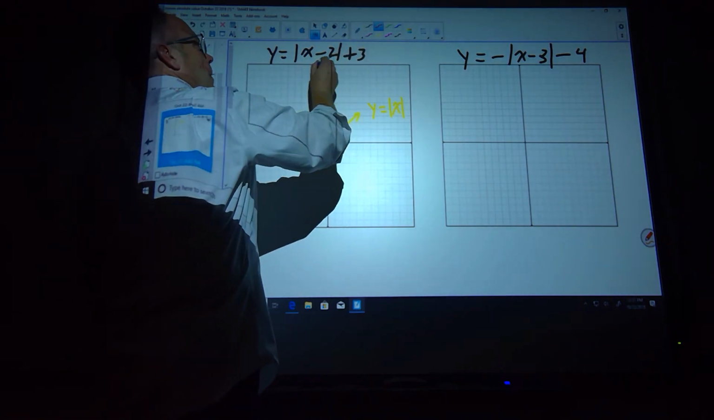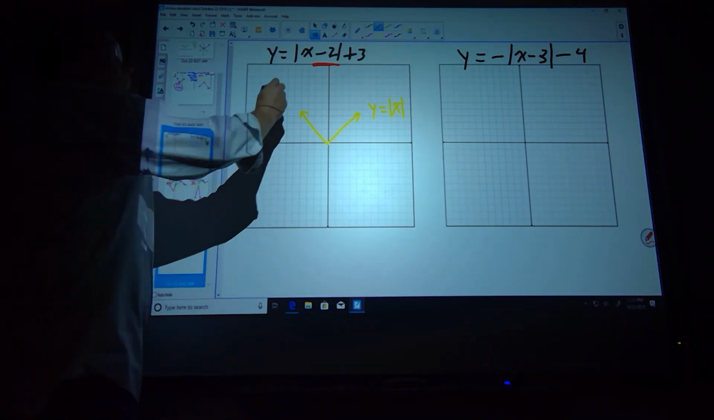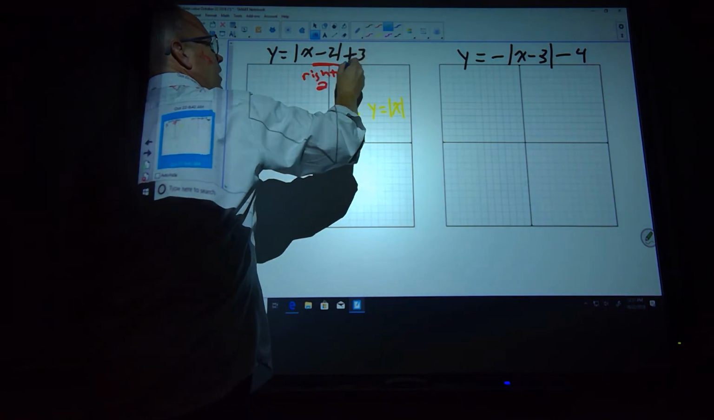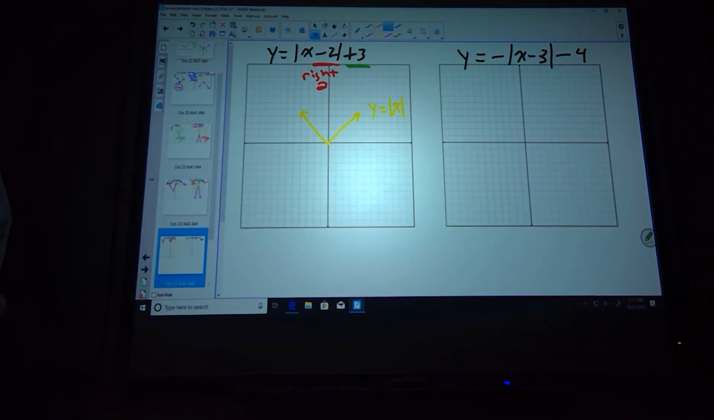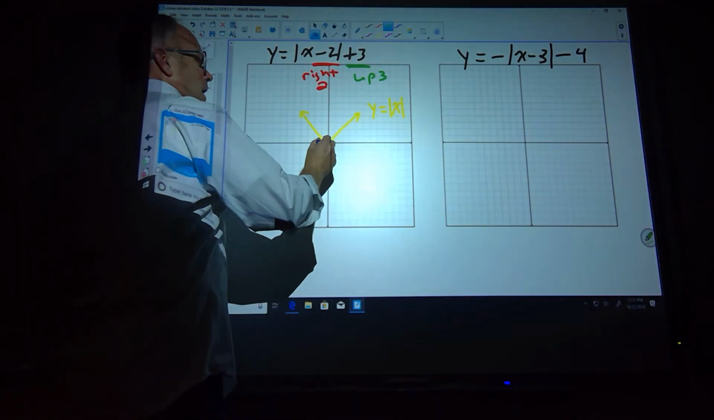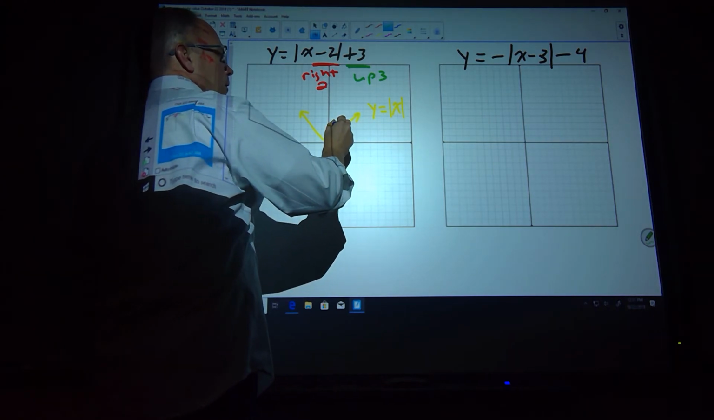So what will this minus 2 inside do? Right 2. What will this plus 3 outside do? Bring it up 3. Up 3. So let's change this. I'm going to go right 2, up 3.